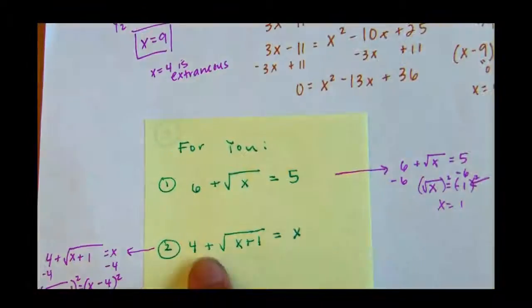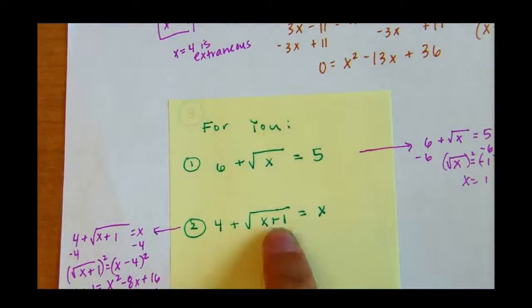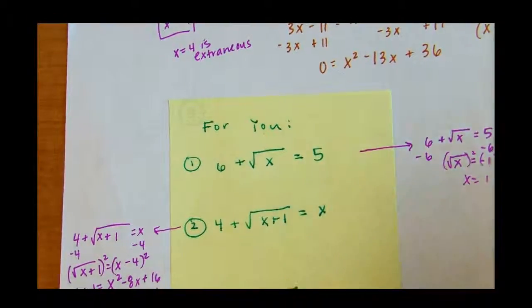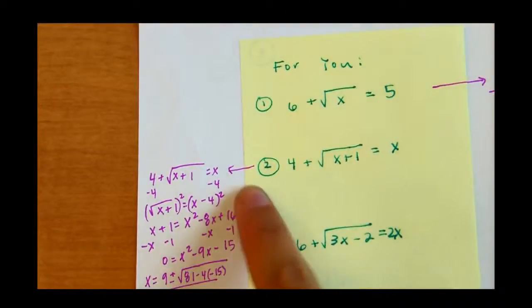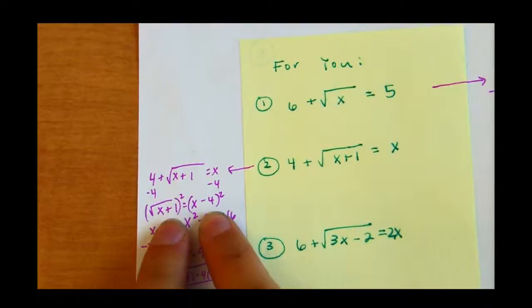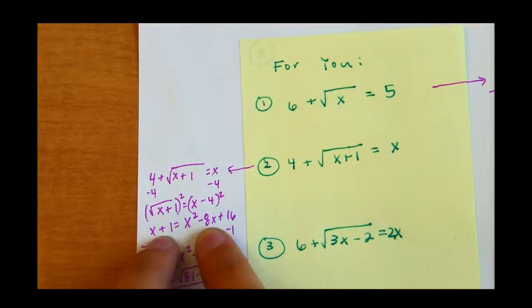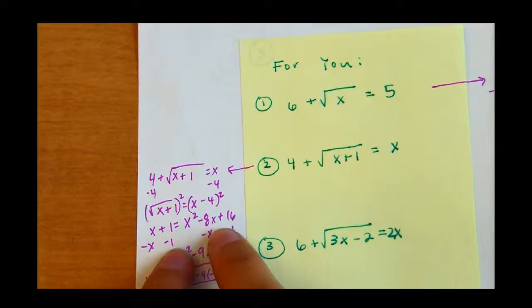So we've got 4 plus the square root of x plus 1 equals x. So for this one, it was a slightly longer one. You should have subtracted 4 from both sides and then squared both sides. So that over here you've just got x plus 1. And over here you've got to factor out or FOIL out your binomial. So you get x squared minus 8x plus 16.